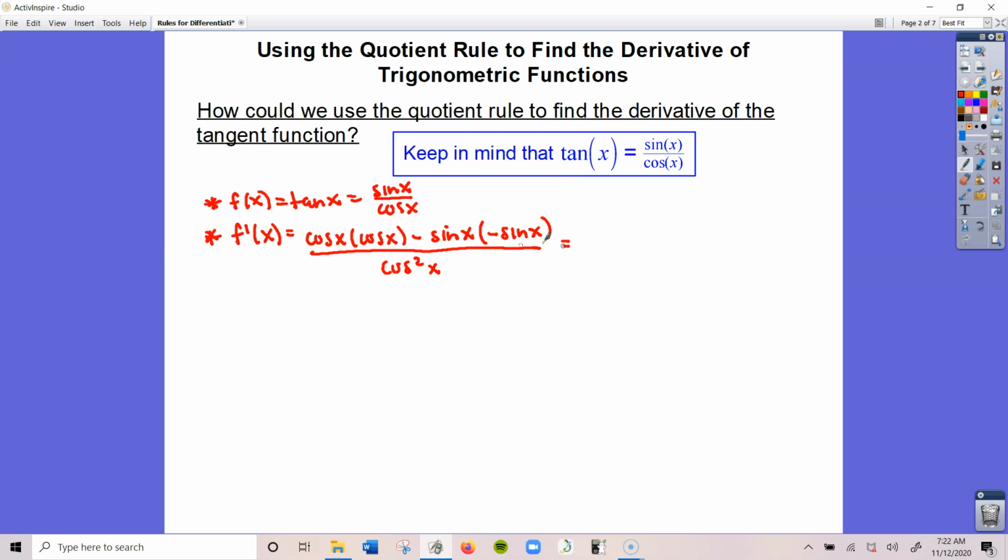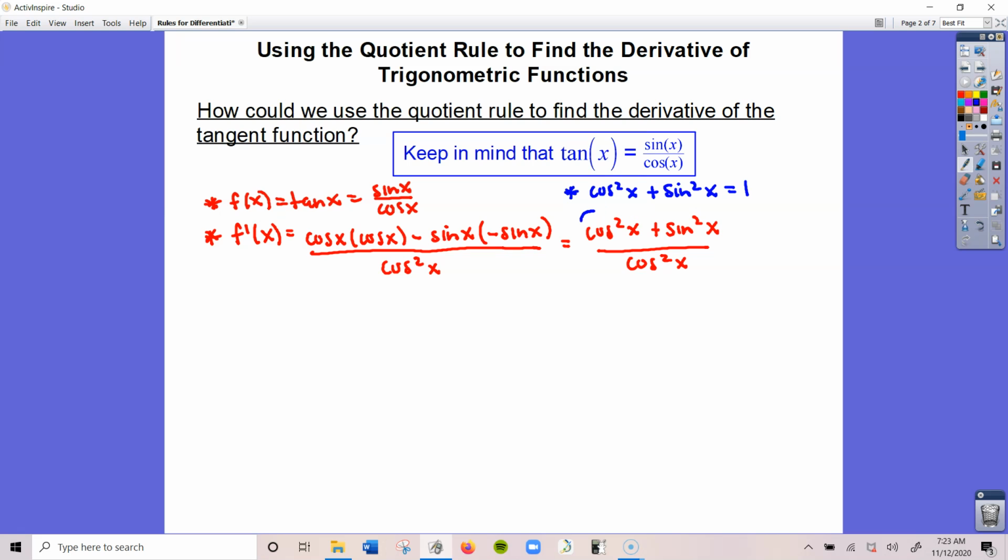Now if I distribute, multiply and combine like terms, we get cosine squared x plus sine squared x, all over cosine squared x. Now cosine squared plus sine squared should look familiar. This is a Pythagorean identity. And this Pythagorean identity, just so that you can keep that in mind, is cosine squared x plus sine squared x is equal to 1.